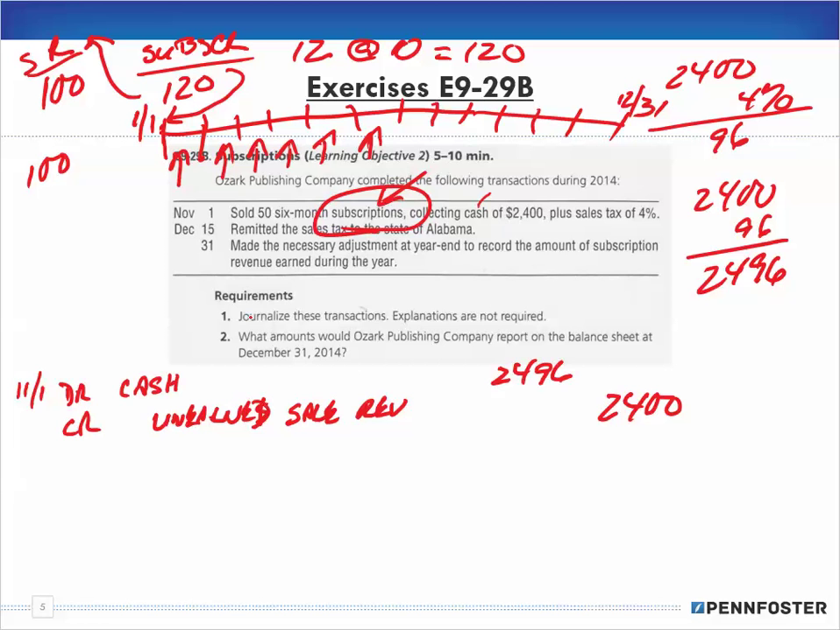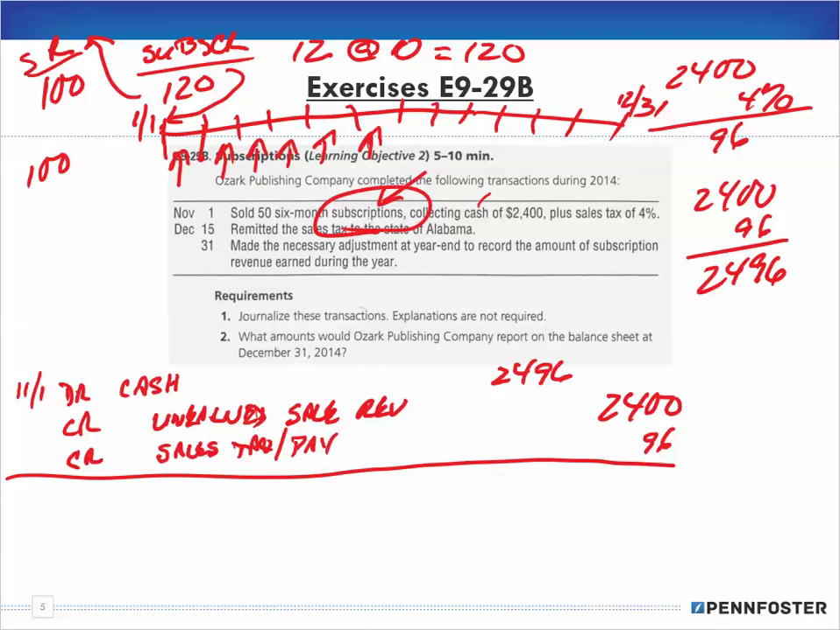So that's why the account is unearned sales revenue and not sales revenue. Don't make that common mistake. As you saw, I just quickly put down sales revenue, but then I glanced up and it's a subscription, so it's unearned sales revenue. Then the remainder of the entry will be, of course, the credit for sales tax payable, $96.